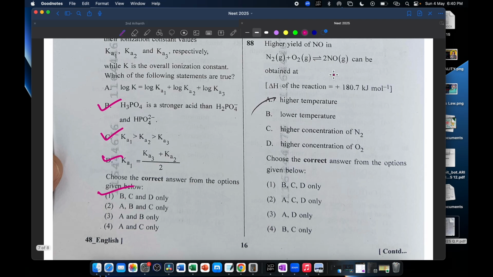Higher yield of NO is possible when? Okay, higher yield of NO is possible, pressure effect is 0, right? And delta H is positive, endothermic reaction. Endothermic reaction means heat is on the reactant side, heat is here. So low temperature is required. Low temperature is required. Why? High temperature, no.